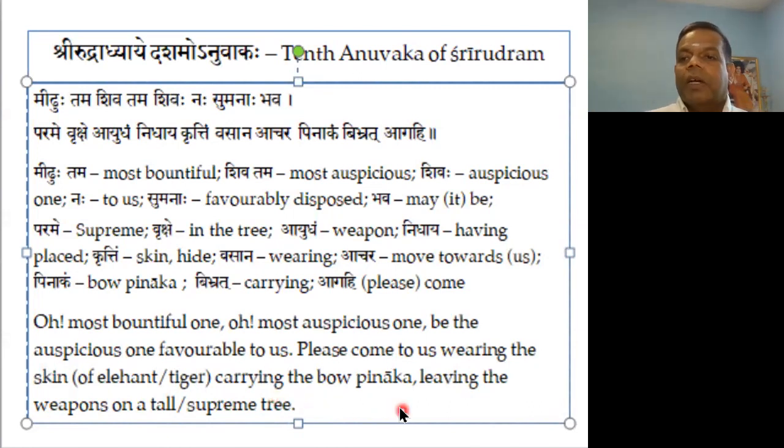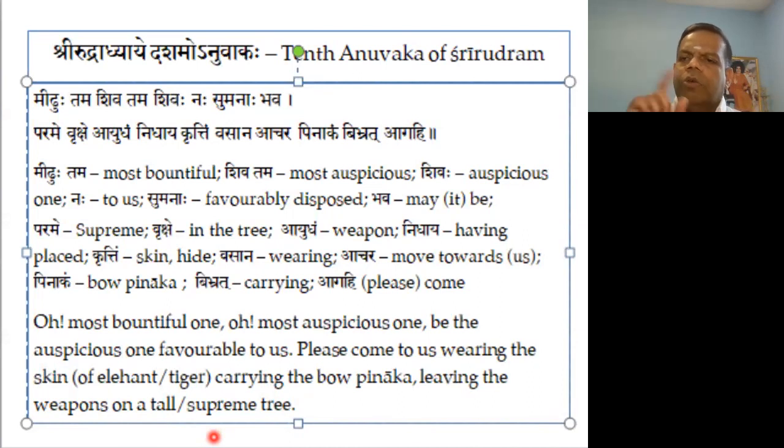Carrying the bow Pinaka. We ask the Lord, you carry the bow and come. Leaving the weapons on a tall supreme tree. Ayudam nidhaya parame vrikshe. So it seems funny, we are asking the Lord, you keep your weapon on the top of a tree and holding the bow, come to us, we are in the skin. People will be baffled. Okay, why this prayer?